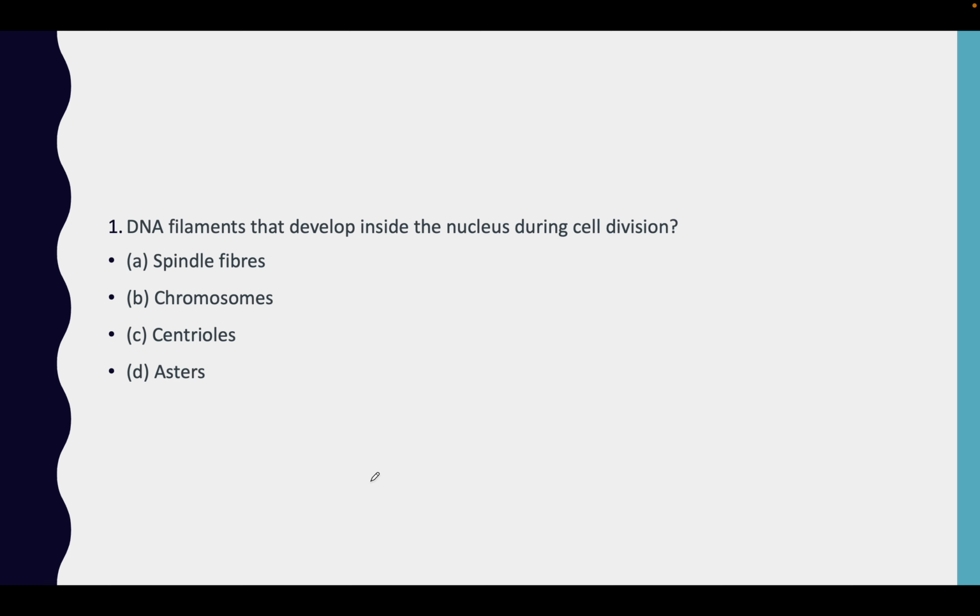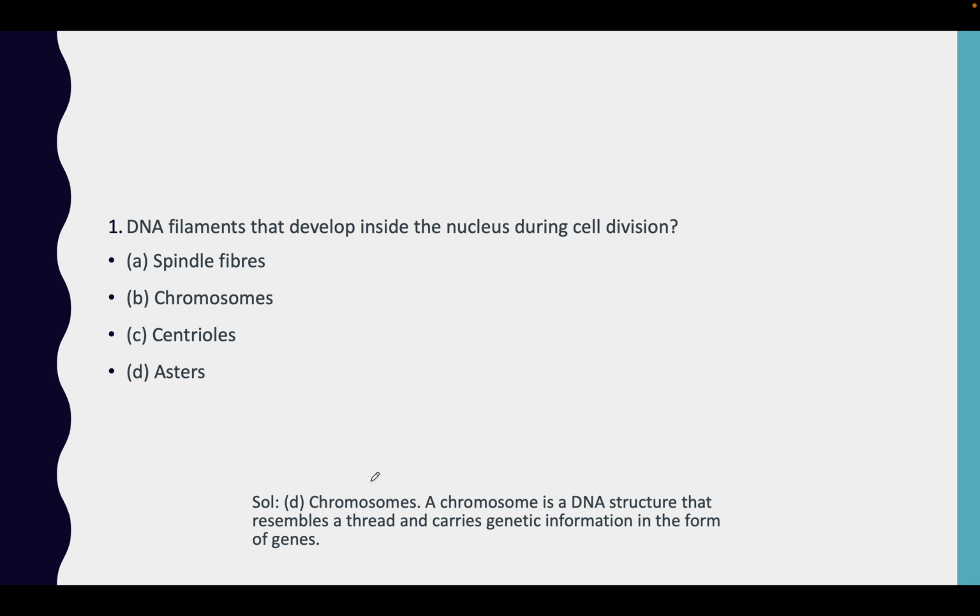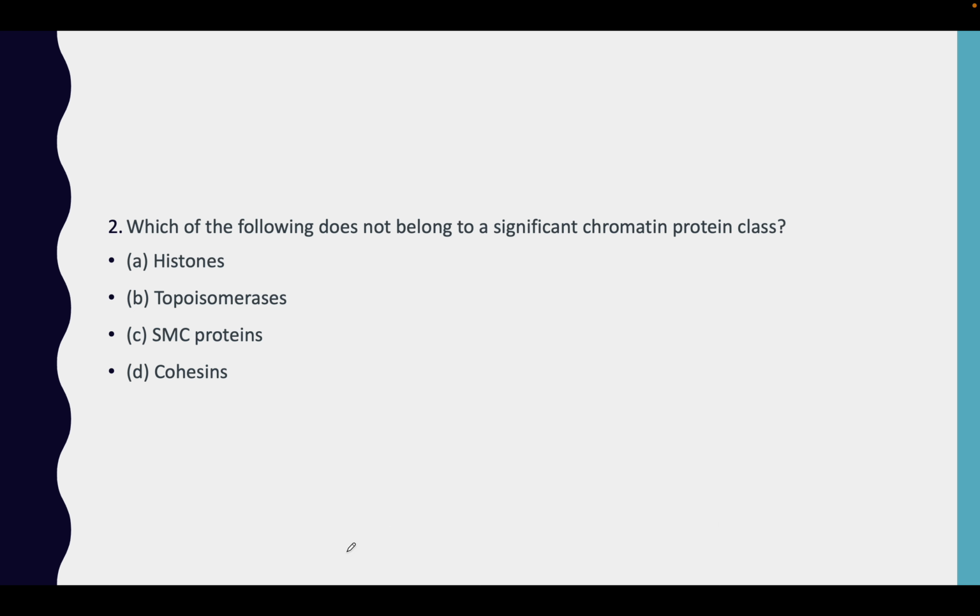Chromosomes are thread-like structures that develop inside the nucleus during cell division. These are made of DNA and proteins. So it is correct that chromosome is a DNA structure that resembles a thread and carries genetic information in the form of genes. Okay. Which of the following does not belong to significant chromatin protein class?